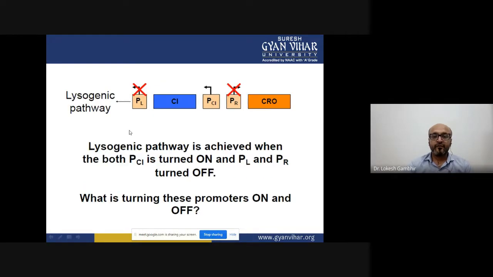When you're talking about lysogeny, only and only the promoter of C1 should be activated, whereas the other two promoters should be turned off. And only the C1 protein should be expressed, which will be a repressor protein, which will repress the lytic activity of this lambda phage. So what exactly is turning these promoters on and off?